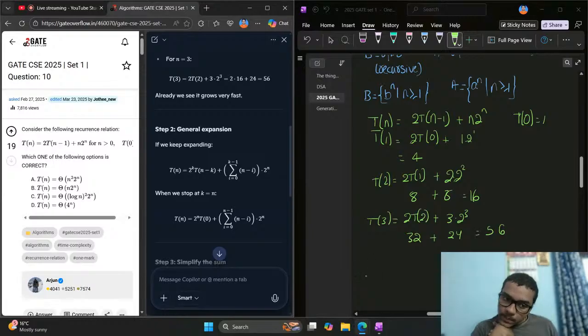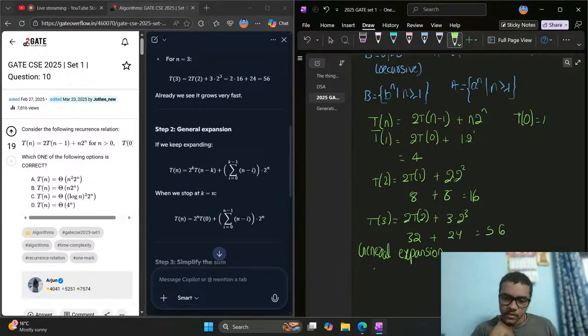So if we do the general expansion of this, what do we get? T of n is 2T of n minus 1. So this will call n minus 1 times. Oh my god. If you see T of 3, it is calling T of 2, it is calling T of 1, and it is calling T of 0.